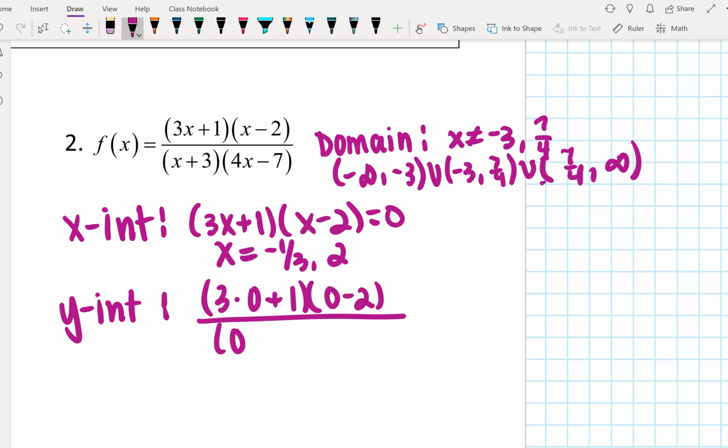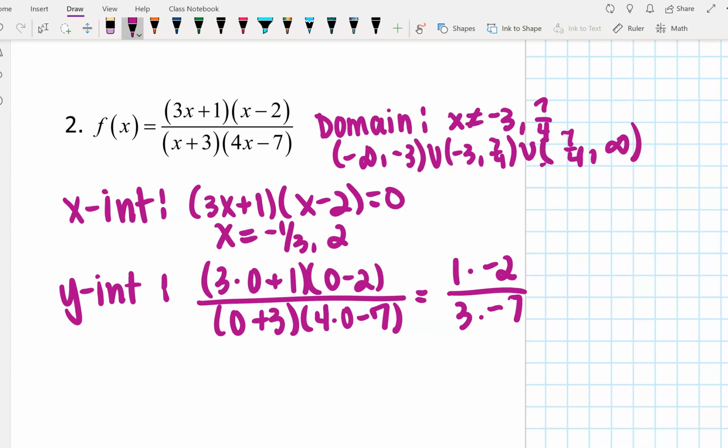Okay, so we're going to go ahead and do that. And then you're going to simplify these expressions so you can get an answer. So anything times 0 is 0, so now we have 1 times negative 2 in the top, and 3 times negative 7. So here your x-intercept is 0, and then 2 over 21. Negative 2 over negative 21 is a positive. So those are your intercepts.